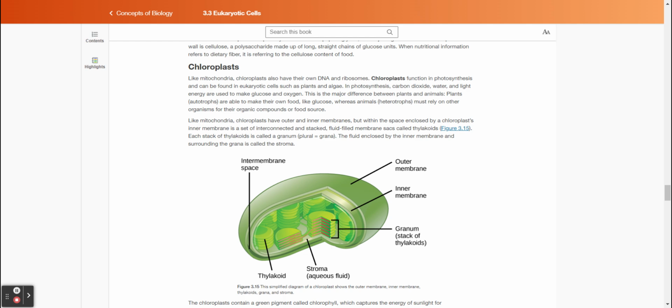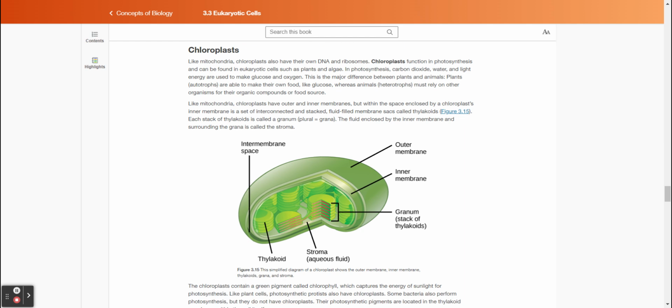Chloroplasts. Like mitochondria, chloroplasts also have their own DNA and ribosomes. Chloroplasts function in photosynthesis and can be found in eukaryotic cells such as plants and algae. In photosynthesis, carbon dioxide, water, and light energy are used to make glucose and oxygen. This is the major difference between plants and animals. Plants, autotrophs, are able to make their own food, like glucose, whereas animals, heterotrophs, must rely on other organisms for their organic compounds or food source.